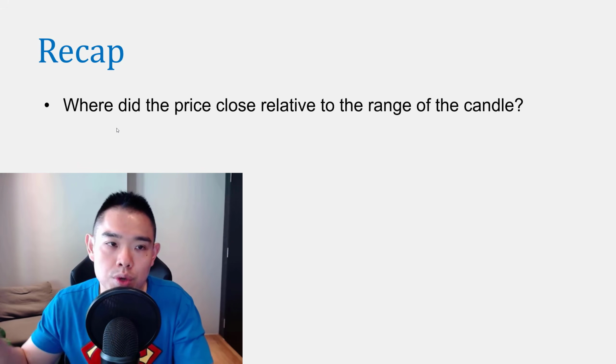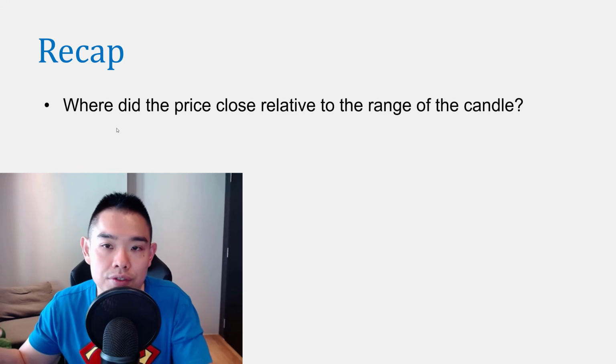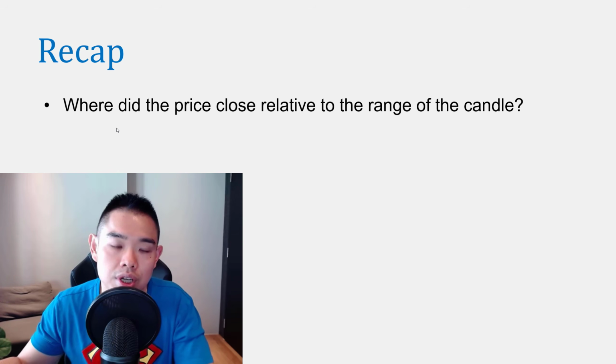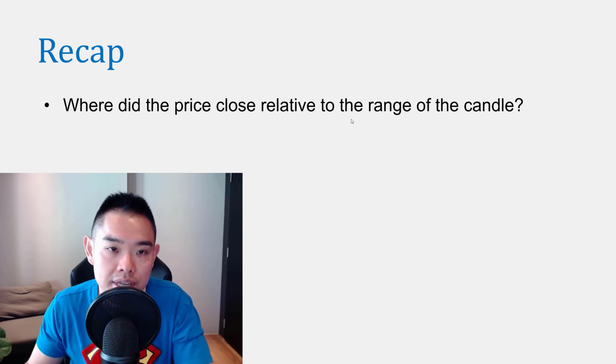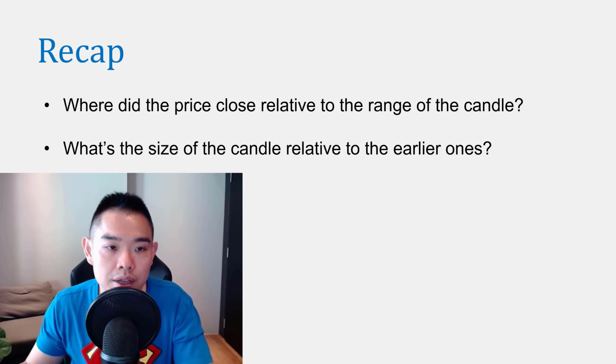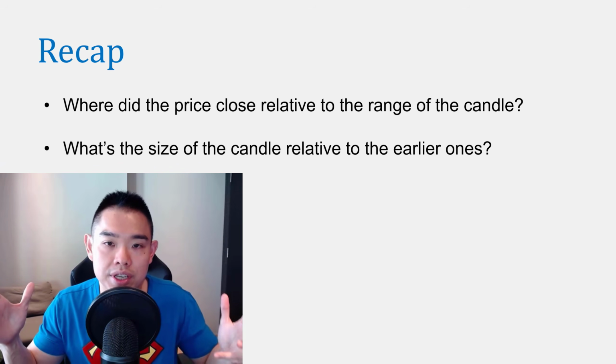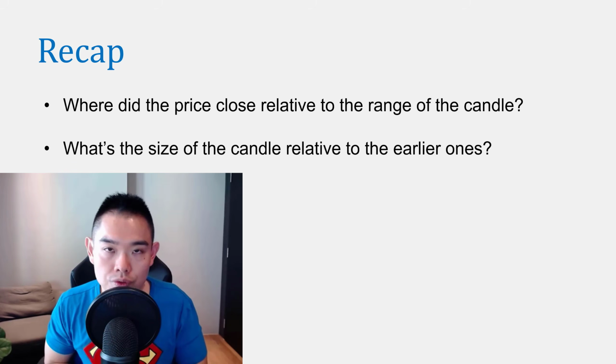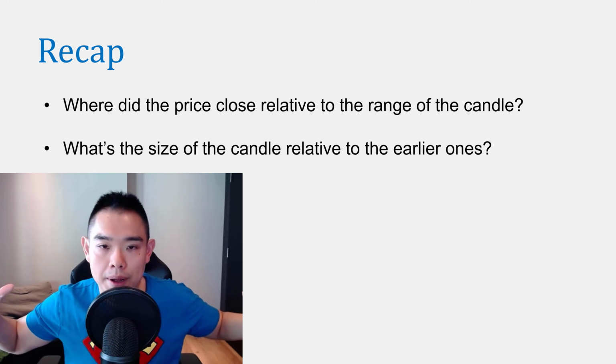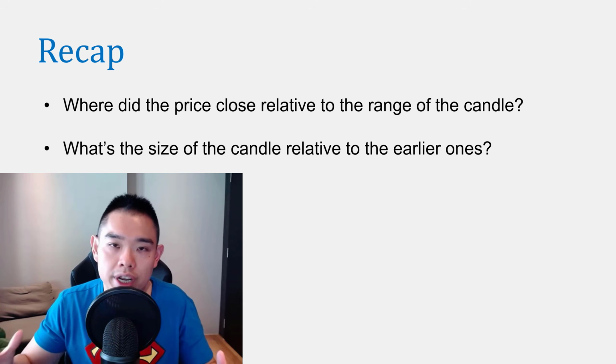Number one, the first question to ask yourself is, where did the price close relative to the range of the candle? This gives you an idea of who's in control, whether the buyers, sellers, or equilibrium. And then finally, what's the size of the candle relative to the earlier ones? This tells you whether there's any conviction behind the move or not. Okay, so this sums up the entire training on candlestick patterns.